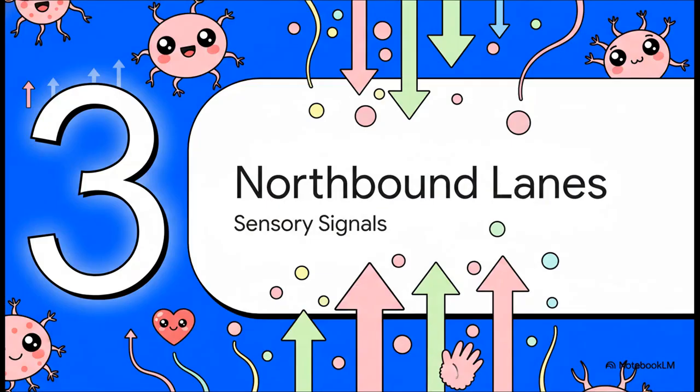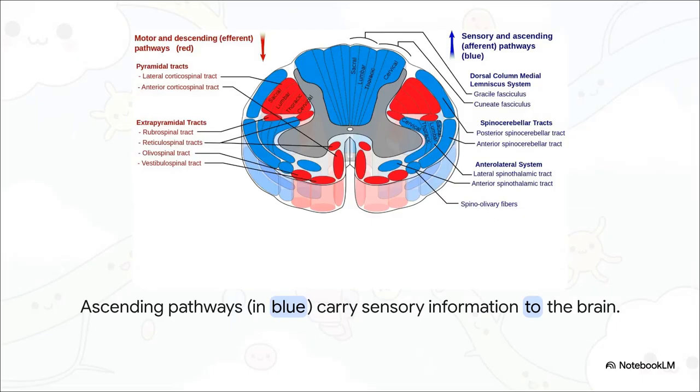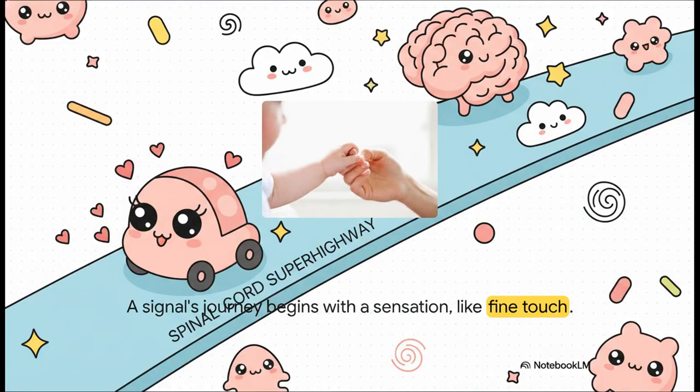All right, let's talk about the first direction of traffic on our superhighway, the northbound lanes. This is all the sensory information coming from your body and traveling up to your brain to get processed. This map just lays it all out beautifully, doesn't it? See all that blue? Everything you see in blue represents these ascending or sensory pathways. These are the northbound lanes, and they are packed with cars carrying data about everything you're touching, feeling, and sensing out in the world.